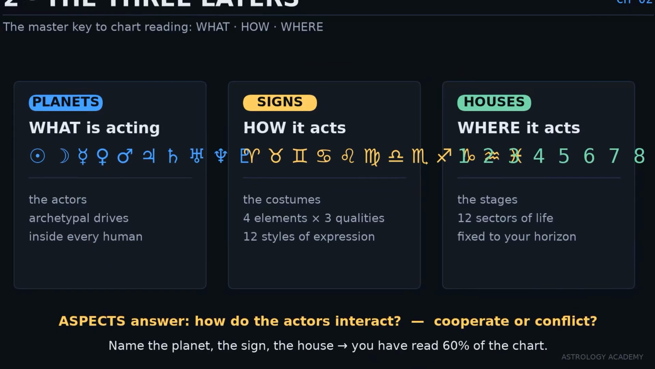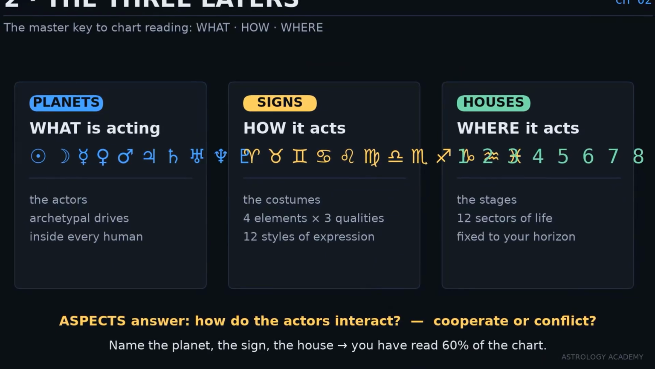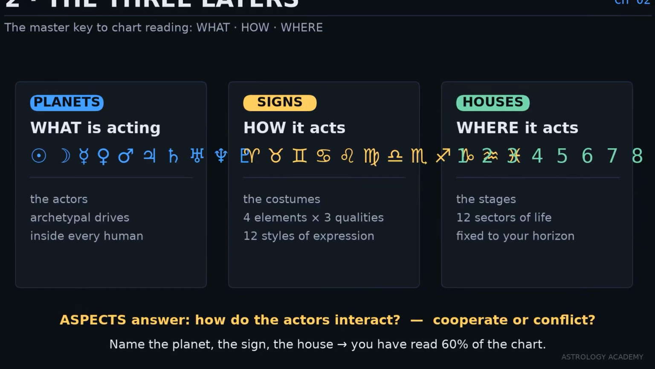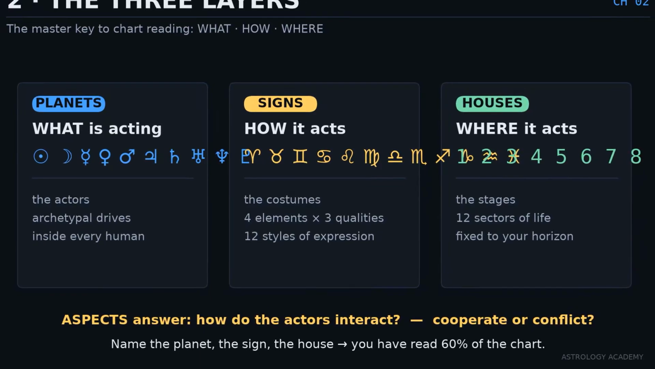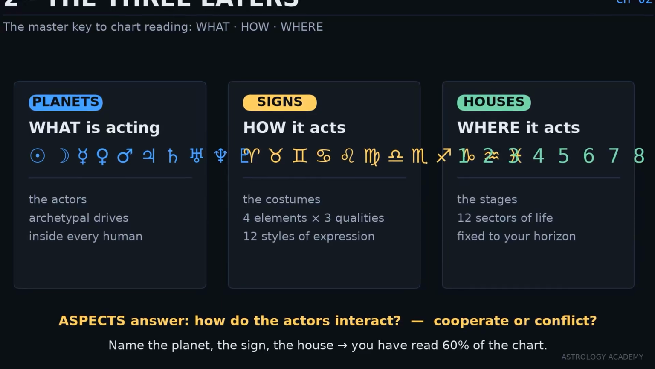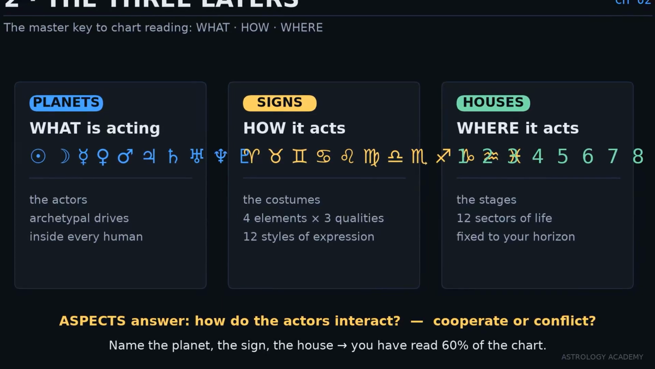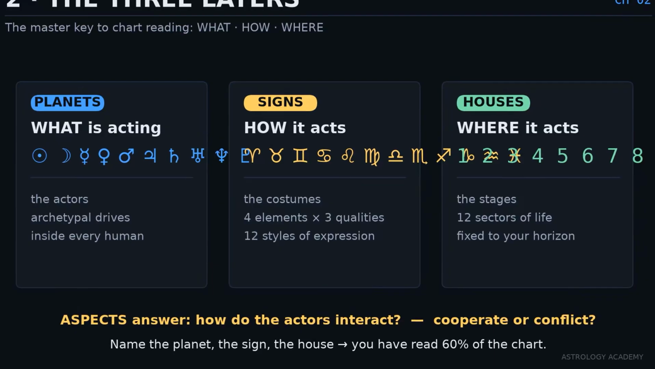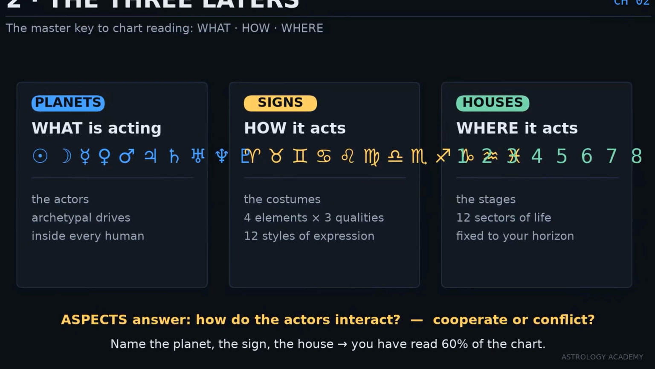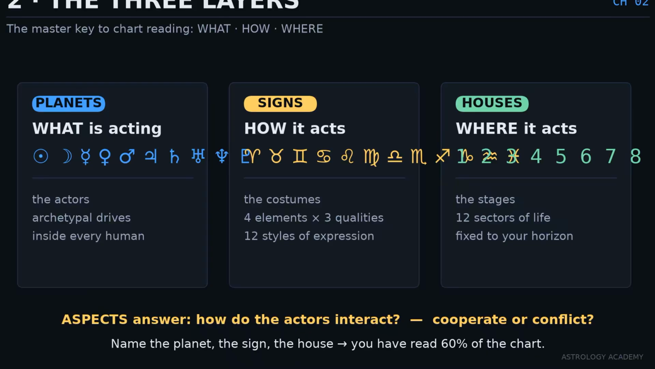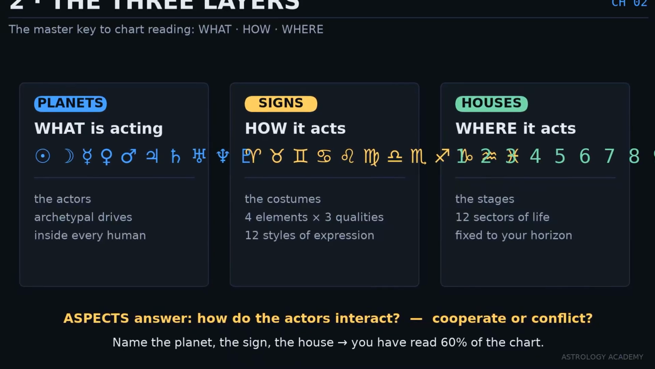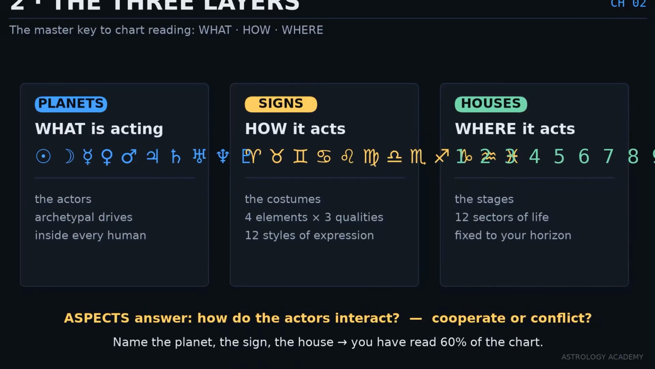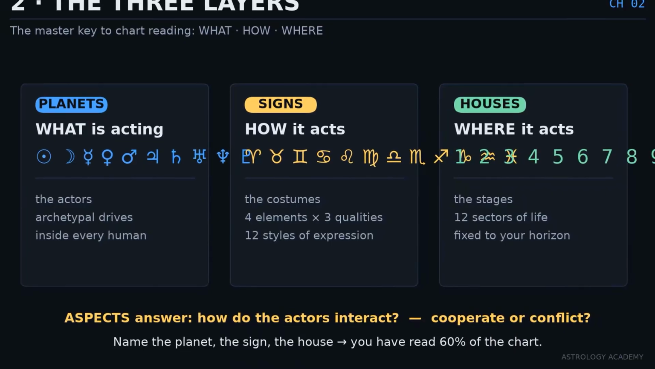Here is the single most useful idea in chart reading, and I want you to hold on to it for the rest of the lecture. A natal chart has exactly 3 layers, and each layer answers a different question. The planets answer what is acting. The signs answer how it acts. The houses answer where, in which area of life it acts. And the aspects, the angles between planets, answer how the actors interact. Do they cooperate, or do they conflict?